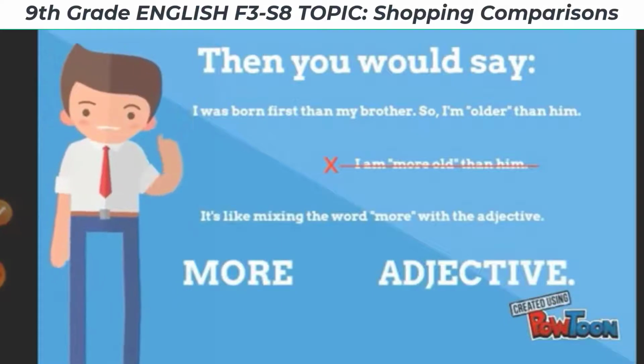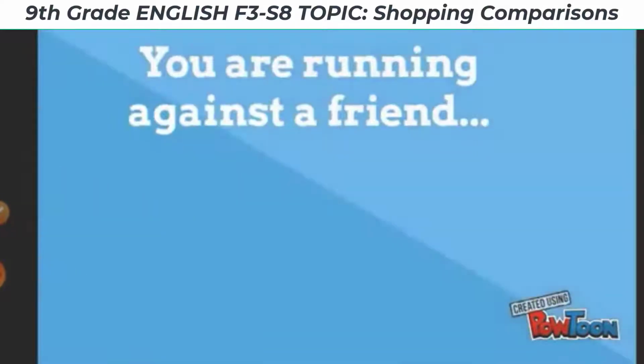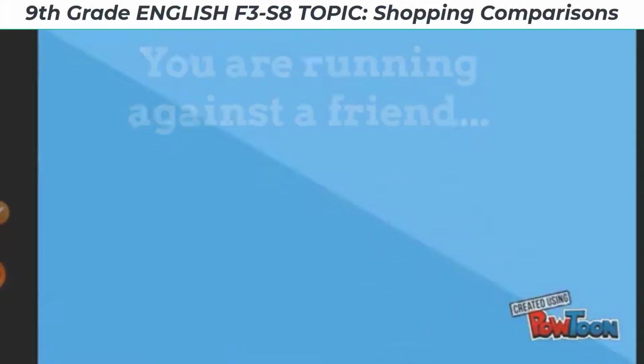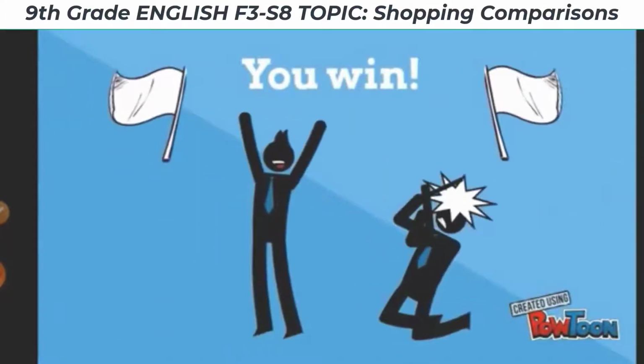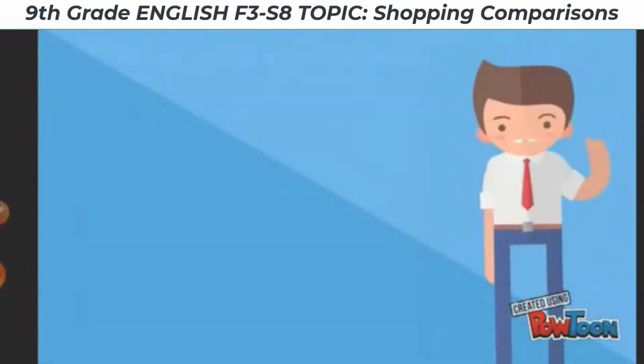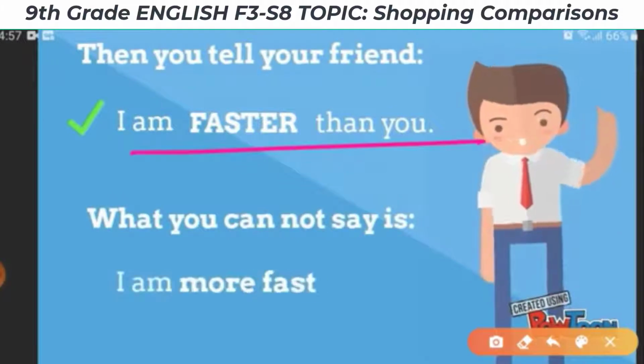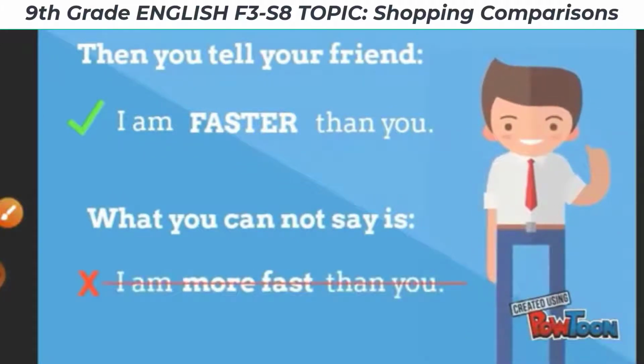Let's make an example. Guess you're running against a friend, only the two of you. And then you win. So what did you say to your friend? Then you told your friend, I am faster than you, which is correct. What you cannot say is, I am more fast than you. This is not right. Well, moving on.